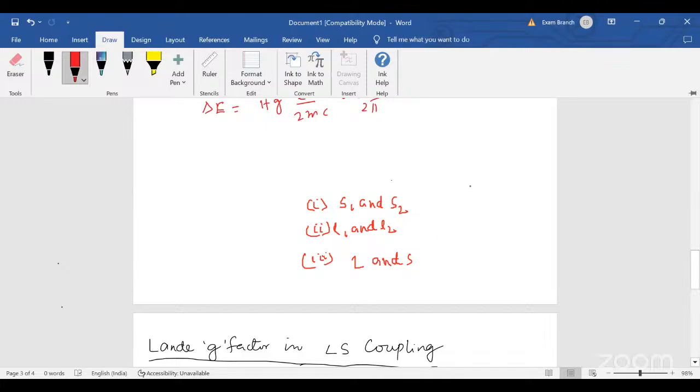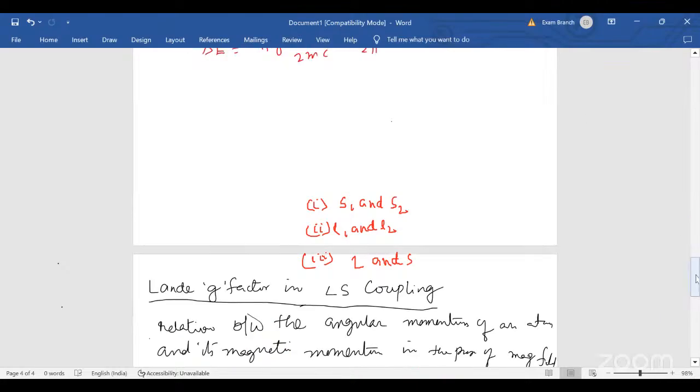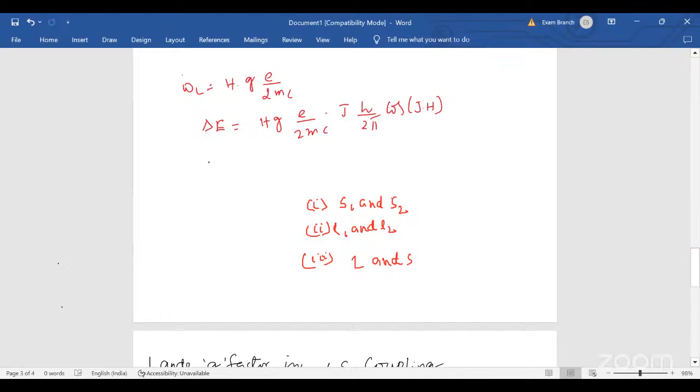If you rewrite this equation, delta E is equal to g into eh by 4 pi mc into H into mu J. Mu J is nothing but the total magnetic moment, due to the spin as well as L. So delta E is g into eh by 4 pi mc into H into mu J.